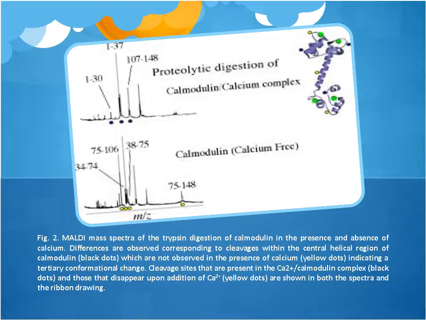By comparing the two mass spectra, differences were observed corresponding to cleavages within the central helical region of calmodulin, represented by black dots, which are not observed in the presence of calcium, represented by yellow dots, indicating that there is a tertiary conformational change of calmodulin that is taking place in the presence of calcium.